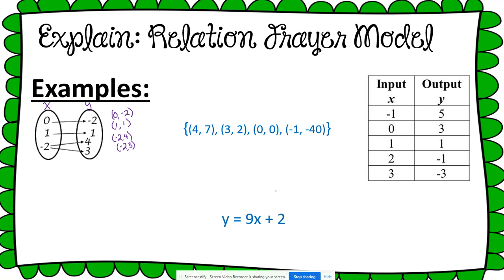You can also write this as an equation. I could write y equals 9x plus 2. In this equation, I could put in a value for x. So for example, I could put in 2 for x. If I plugged in 2 for x, that would be 9 times 2 plus 2. Well, that would give me a value of 20 for y. So when x is 2, y is 20.